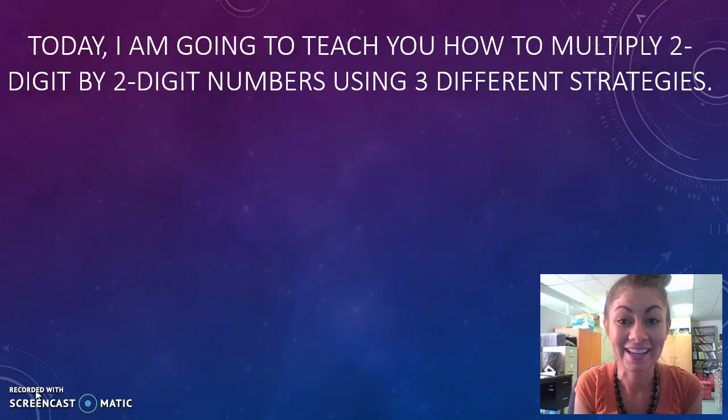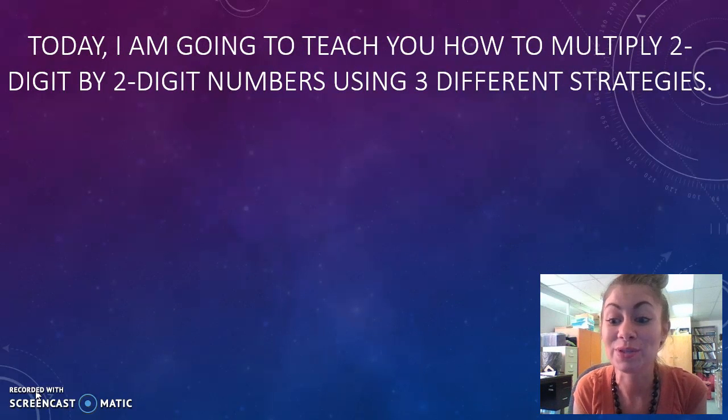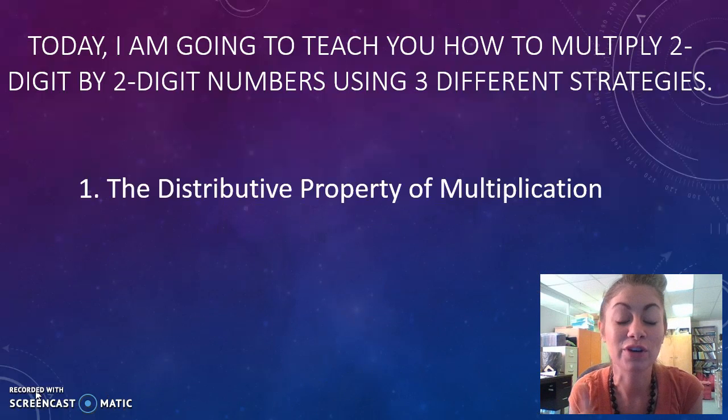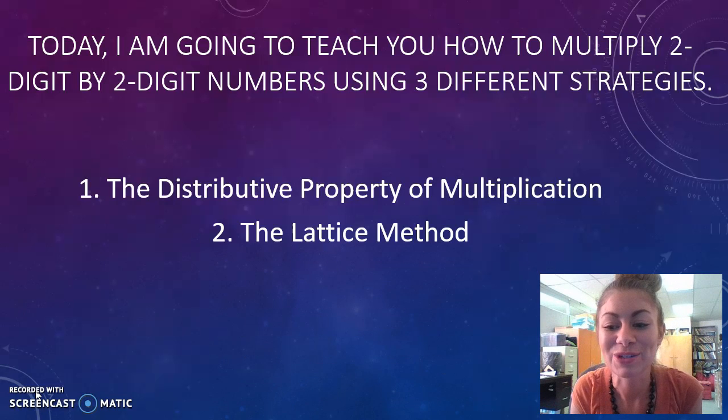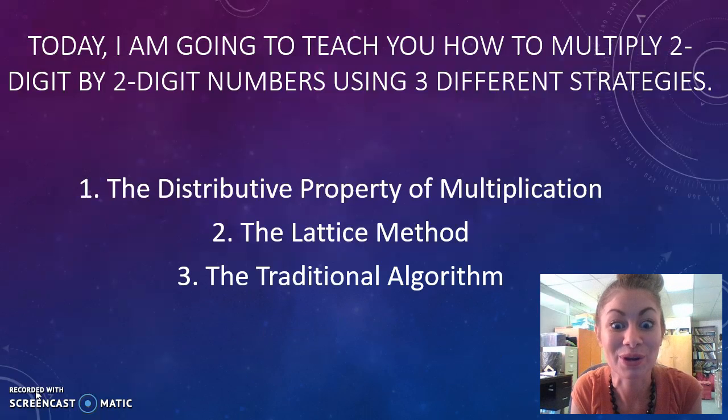We could multiply. So today I'm going to teach you how to multiply 2-digit by 2-digit numbers using 3 different strategies. The first strategy is the distributive property of multiplication. The second strategy is the lattice method. And the third strategy is the traditional algorithm.